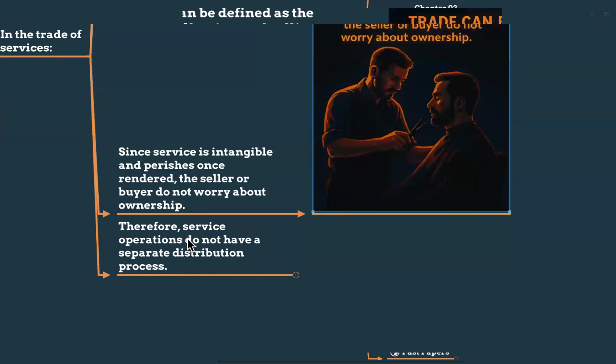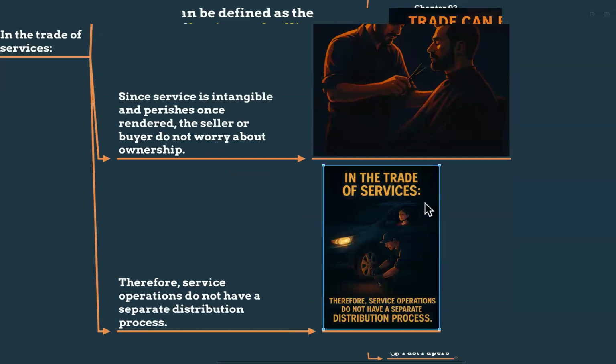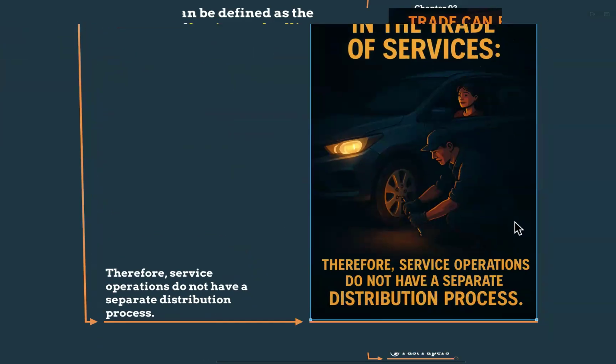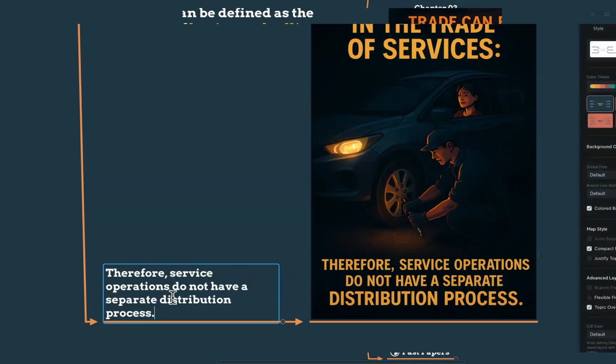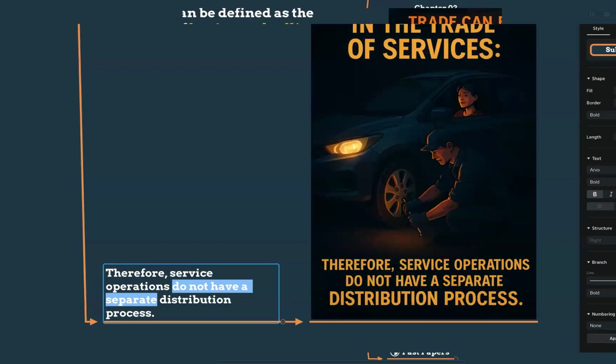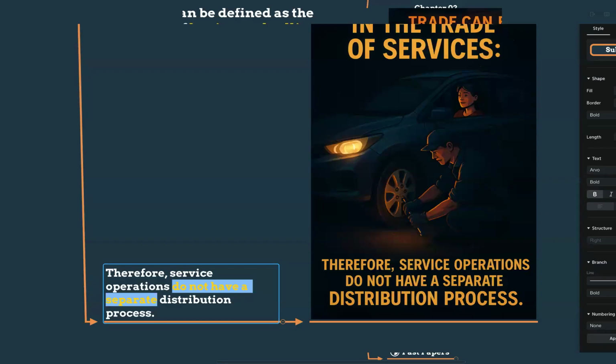And let's learn about, so therefore, service operations do not have a separate distribution process. That's the main point I'm going to give you. Because if we have goods only, we need to move that physically from the manufacturer to the end consumer. But services, we cannot separate that from the manufacturer, from the provider. So we don't need the distribution process.